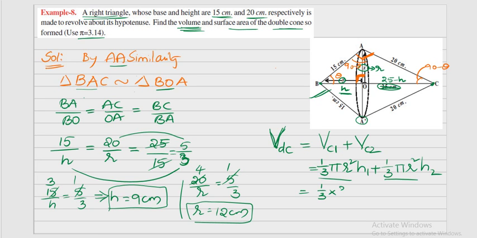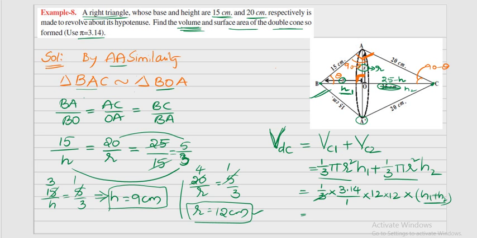So 1/3 into, what is the value of pi here? 3.14, he asked to take. So 3.14 into, what is the radius here? Radius is 12, no? So 12 into 12 into h1 plus h2. From the figure, if I consider this as h1 and this as h2, and I add these two, what am I going to get? h1 plus h2 is nothing but 25 only, no?